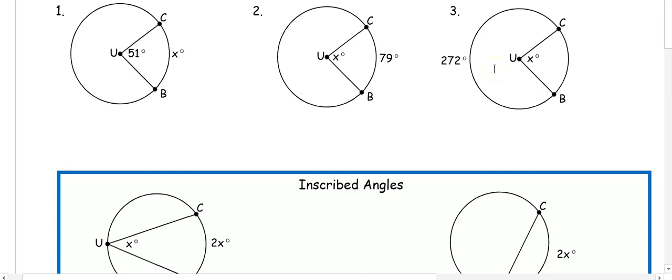So in number 1, we have an angle that is 51 degrees, which means the arc is going to have the same measure of 51 degrees. In number 2, our arc is 79 degrees, so our angle has the same measure as 79 degrees.